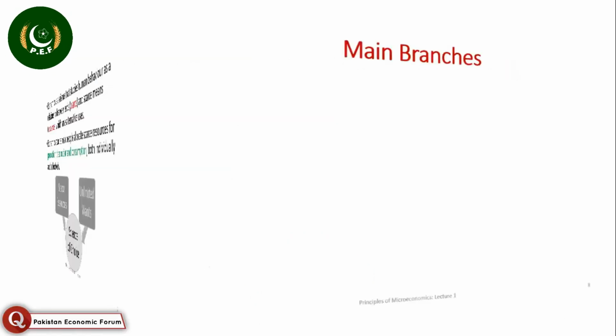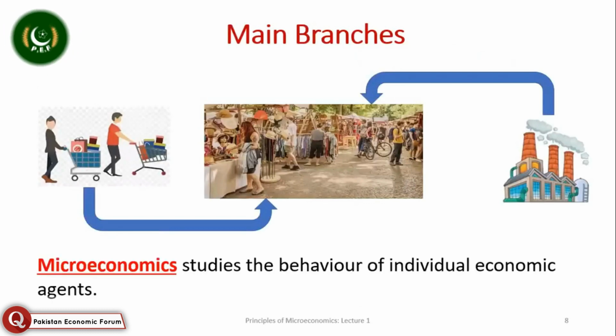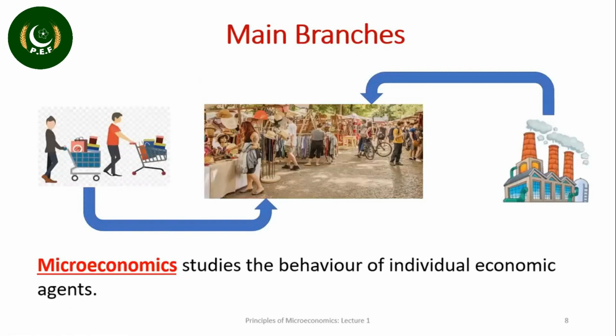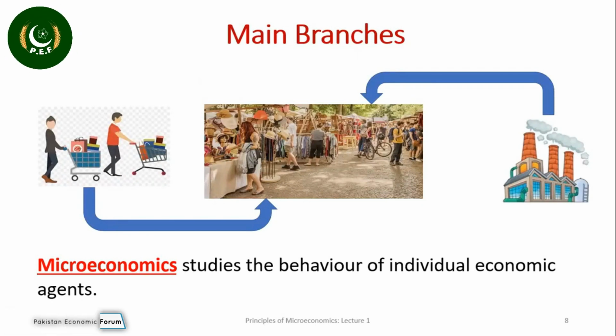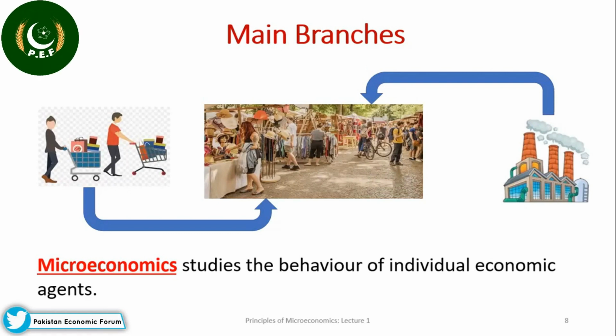The main branches of economics: there are so many branches, but the major branches are two. First is microeconomics, which studies the behavior of individual economic agents. That is how a single consumer makes consumption decisions, how a single firm makes production decisions, how a single market works, and how a single government makes public choice decisions, etc. So it discusses economics at micro, meaning a very, very small level.